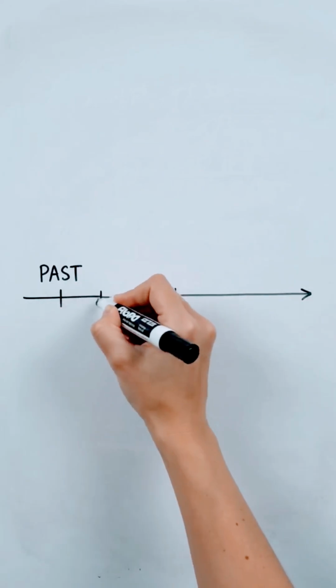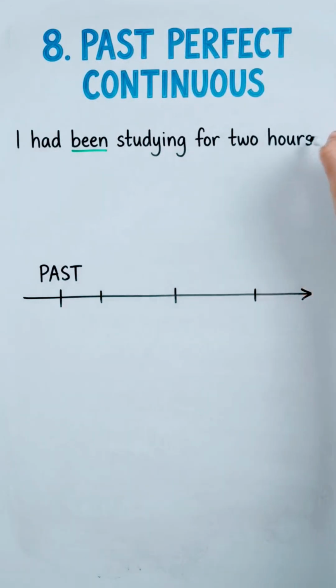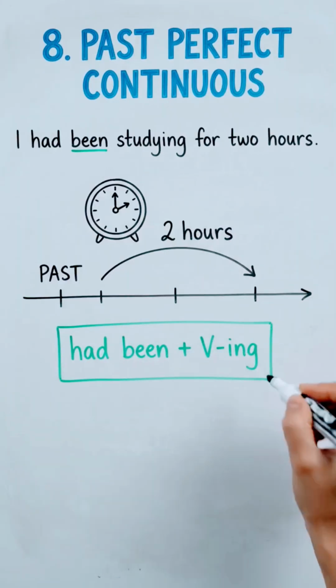Let's look at the past perfect continuous. For example, I had been studying for 2 hours. This shows the duration of the action. And here is the formula you need to use.